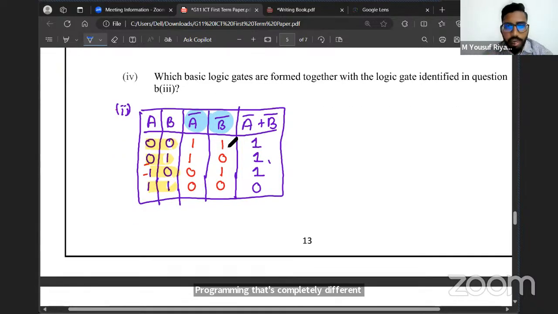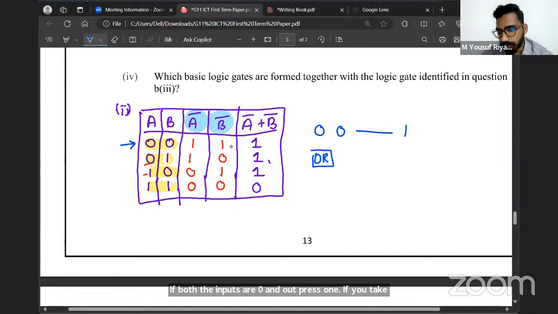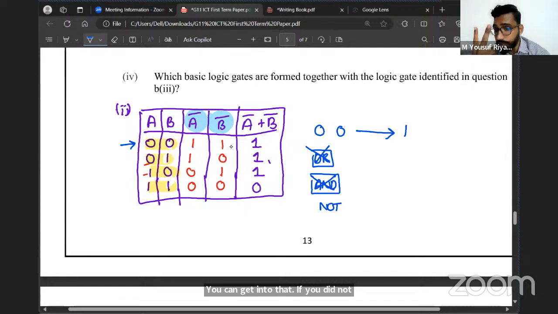Okay, the next one. They're asking us what is another gate that will give you the similar output. Okay. Now, if both the inputs are zero, you can see A and B are the inputs. If both the inputs are zero and output is one, if you take OR gate, will you get this kind of scenario where when both the inputs are zero, outputs are one? Will this be there in OR gate? No. If you take AND gate, will that be there? In AND gate, will that happen? No. If you take NOT gate, can NOT gate have two inputs at once? So obviously it's no.